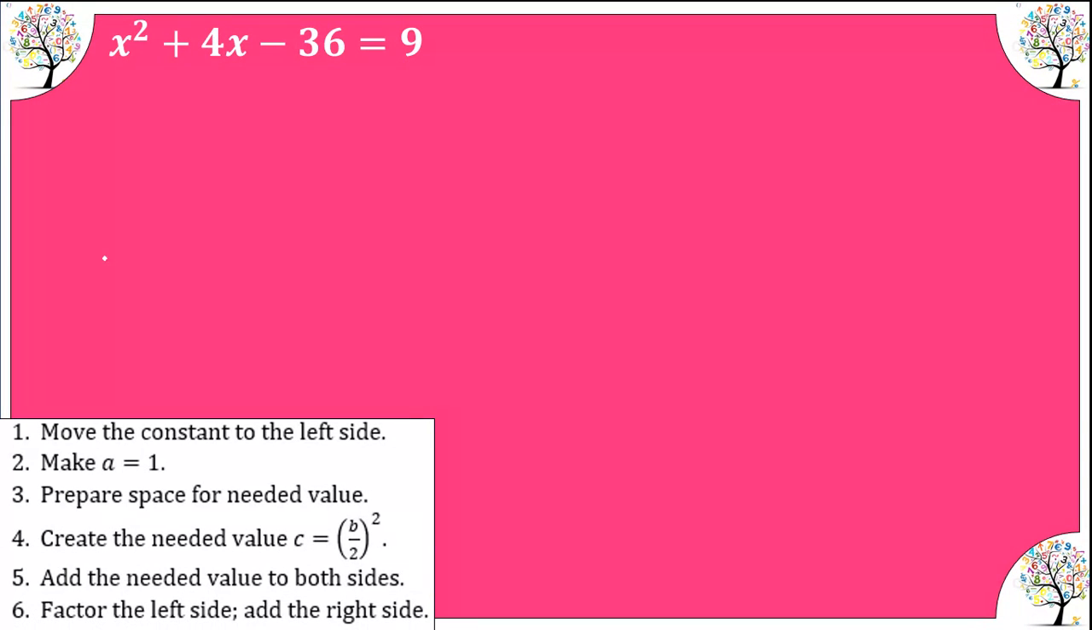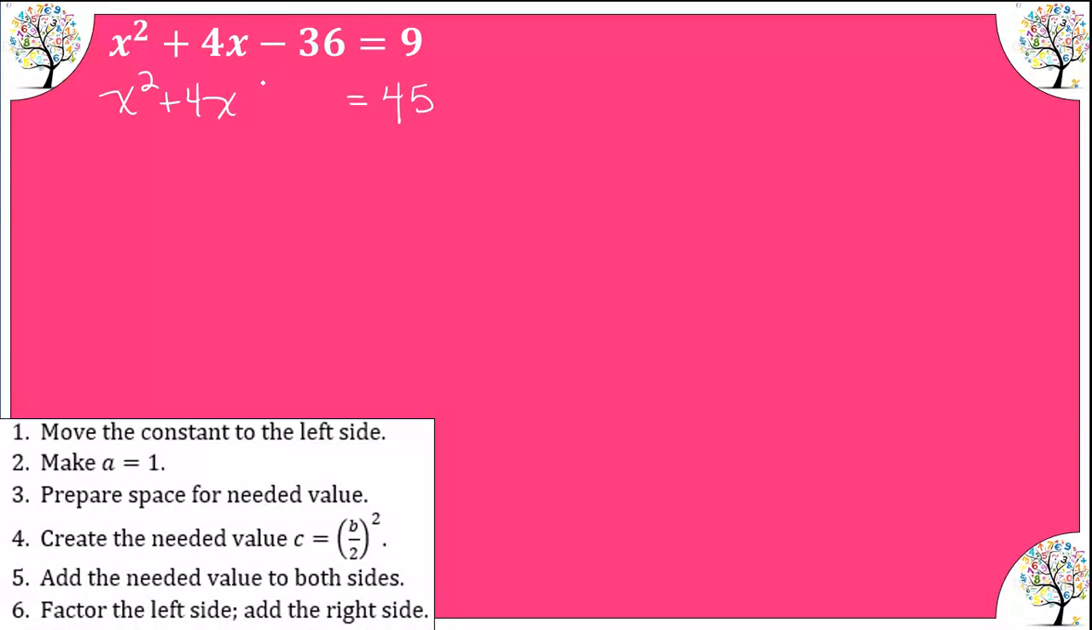Let's try a second example. Step 1, make sure that the constant given is moved to the right. So I'm going to add 36. The second step, make sure your a value is 1. It is, so I do not have to factor anything out.